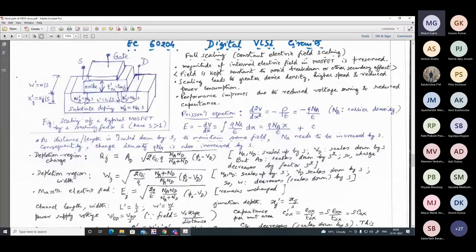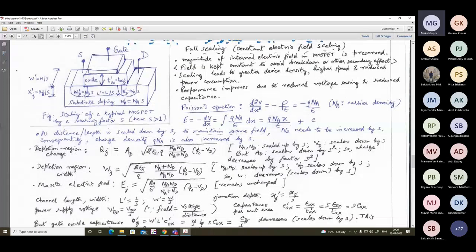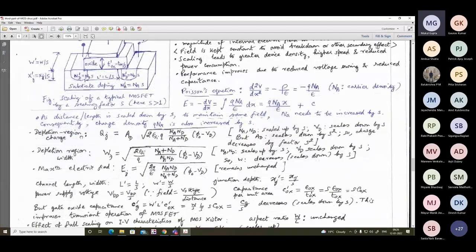So you see, that is indeed required if you have to go for constant field scaling or full scaling. As distance or length is scaled down by S, to maintain the same field, Na, that means the doping density ND, also needs to be increased by S. Consequently, charge density is also increased by S. Is this clear? And you see the various other parameters like depletion region charge Qj, it is given by this.